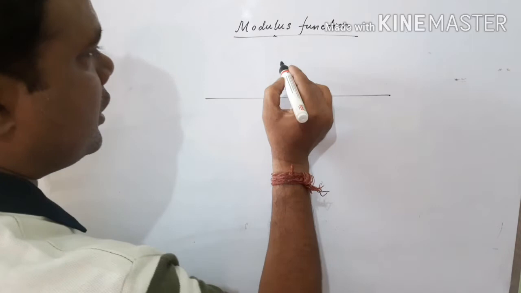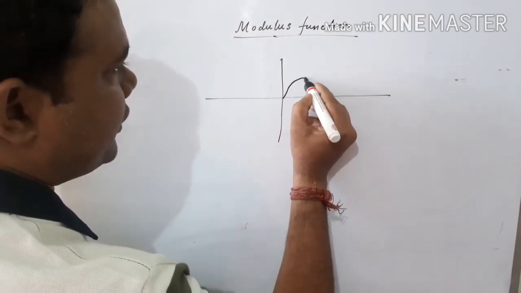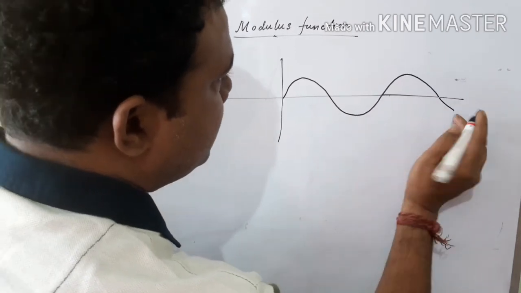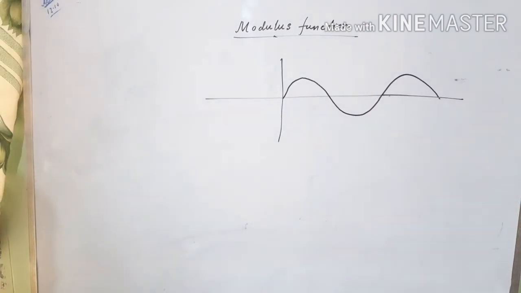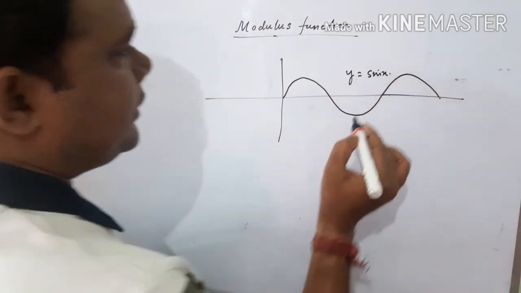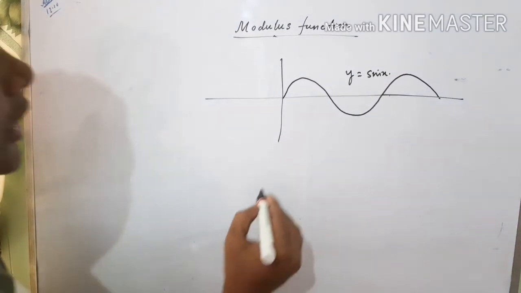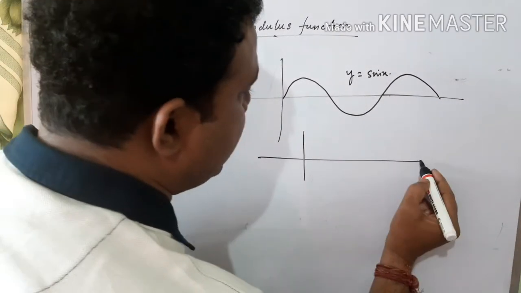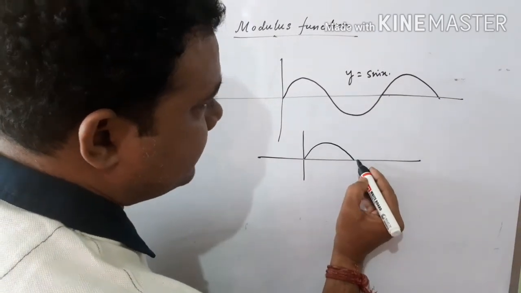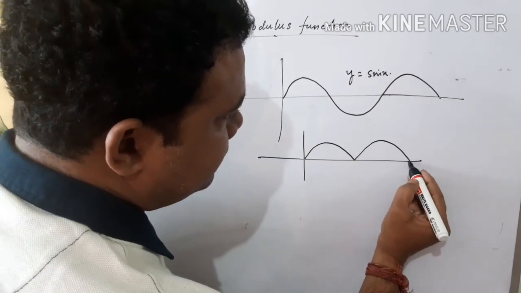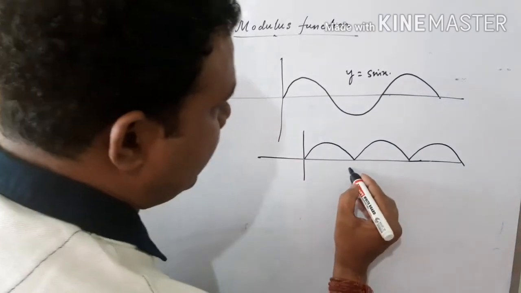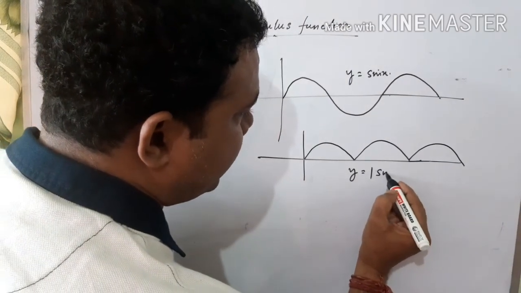Just to remember the graph of sin x. Sin x looks like this, like a wave. Clear? This one is the graph of y equal to sin x. Now if we want to draw the graph of y equal to mod sin x, let's see what will happen. The graph is looking like this. So this one is the graph of y equal to mod sin x.